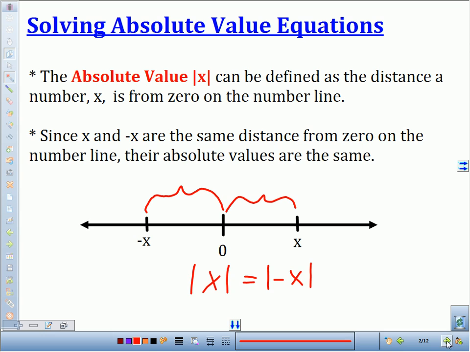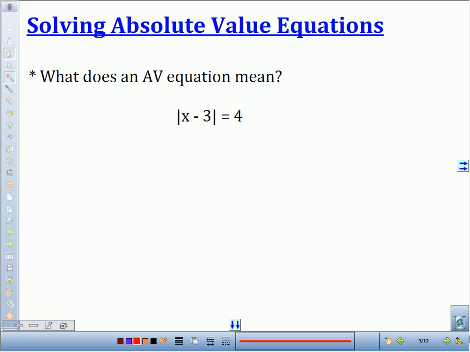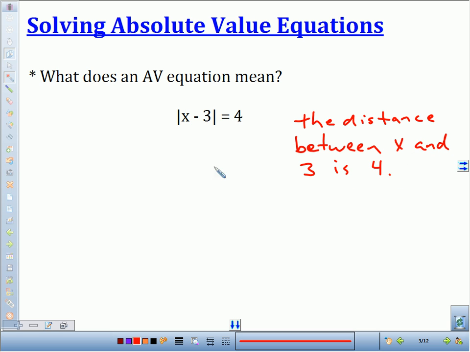Now, what does that mean for us? Well, when we have an absolute value equation, like for instance, the absolute value of x minus 3 equals 4, what we're really saying is the distance between x and 3 is 4. So the distance between x and 3 is 4.